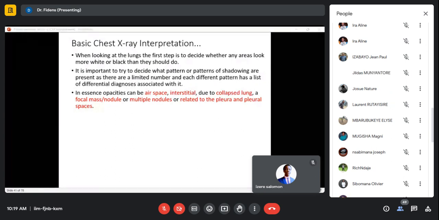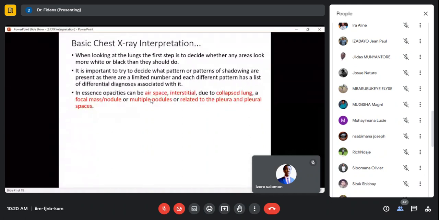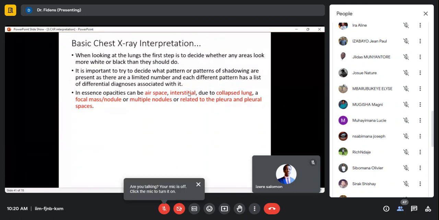So these slides we saw them last time. But the most important, we say that we will see the opacities of airspace or alveolar opacities, airspace opacities or alveolar opacities, interstitial opacities. Have you read the second pulmonary lobular anatomy?